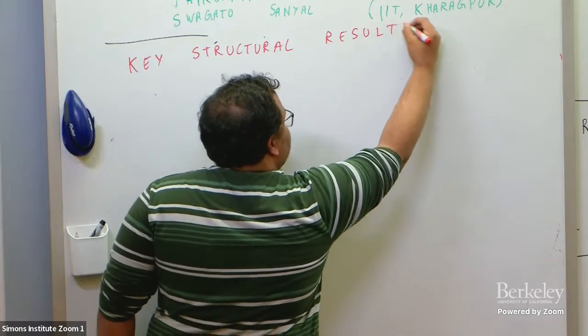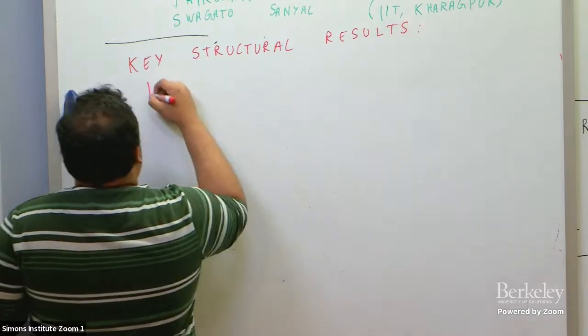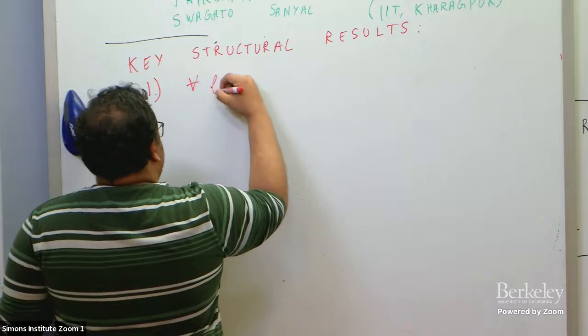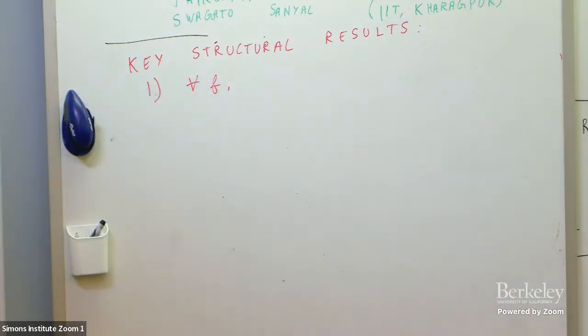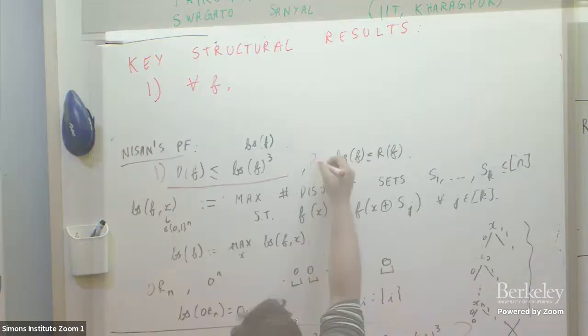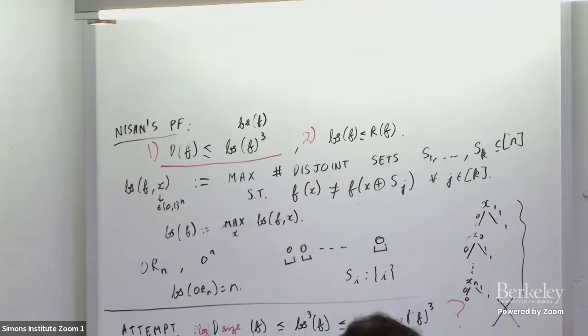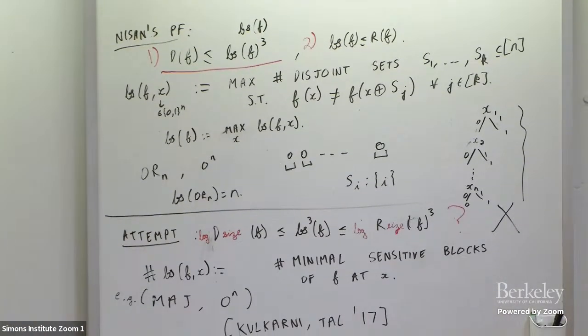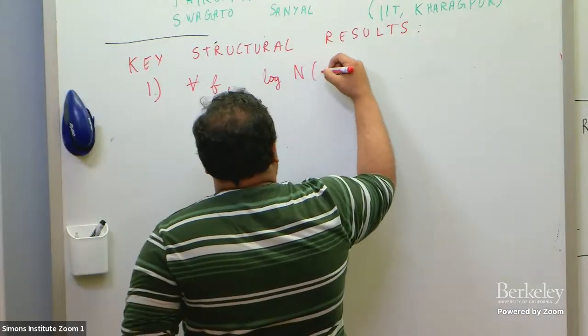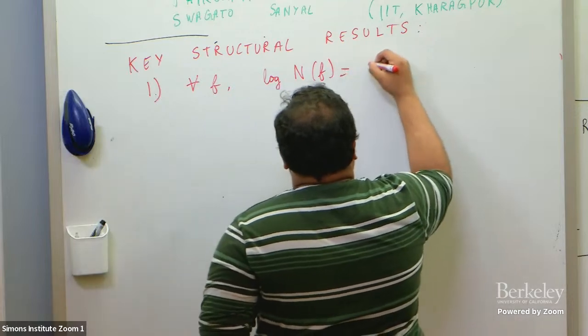With the title of the workshop. And this is going to be, in some sense, where did Nisan's proof go? In some sense, this is going to be an analog of, let's call this 1 and let's call this 2. I'm going to write something that I haven't defined yet. I'm going to define it soon.